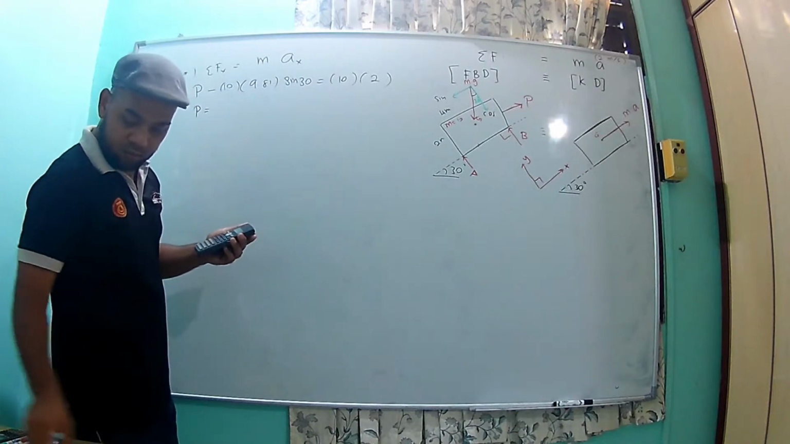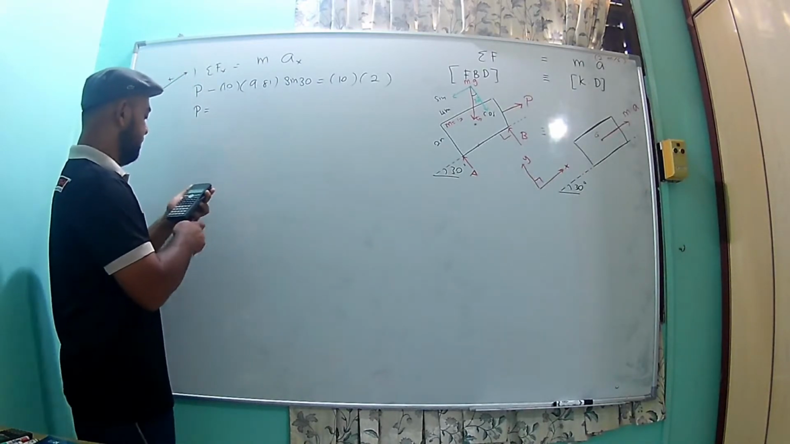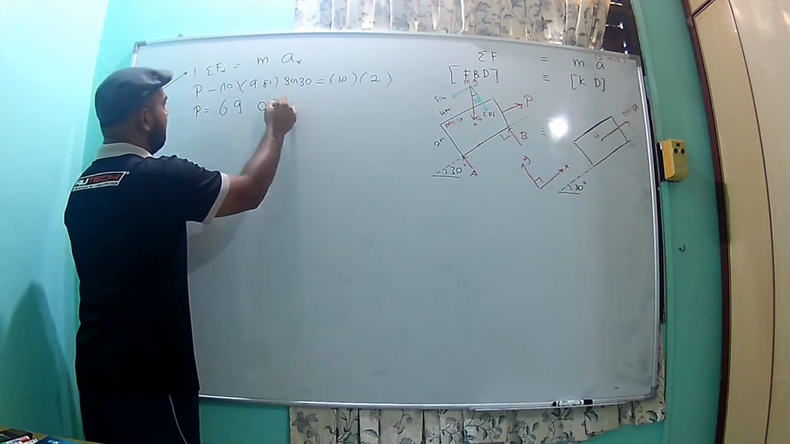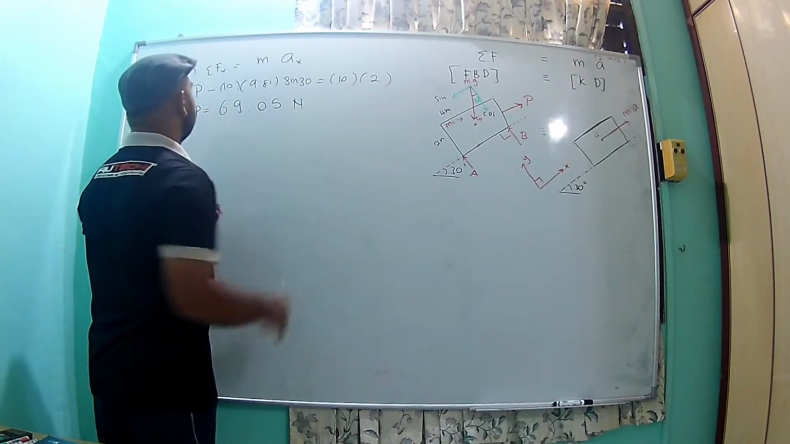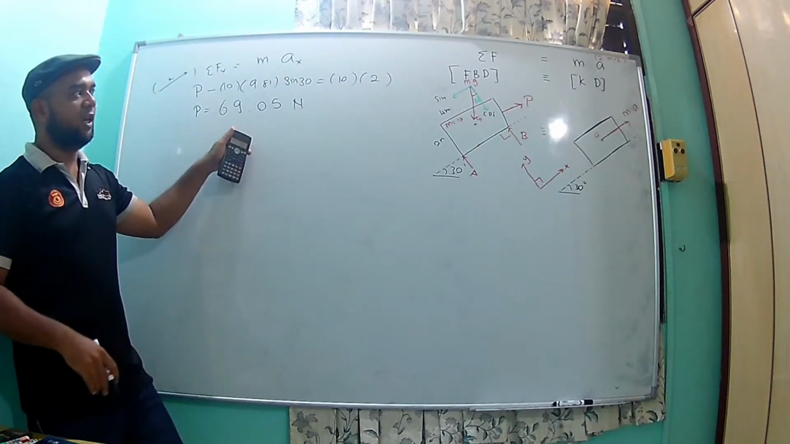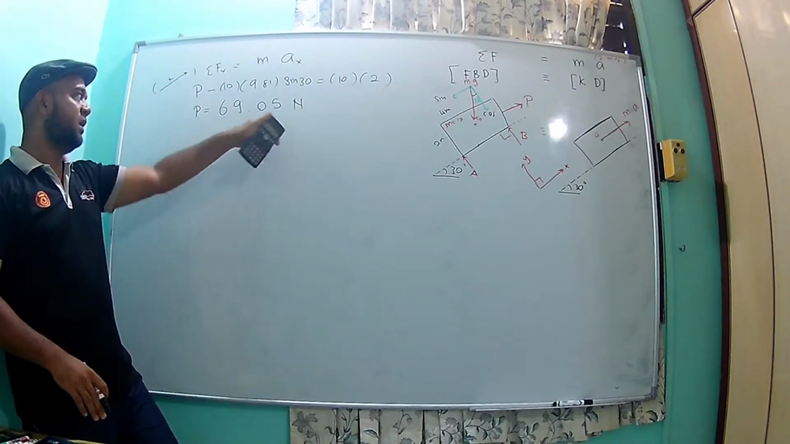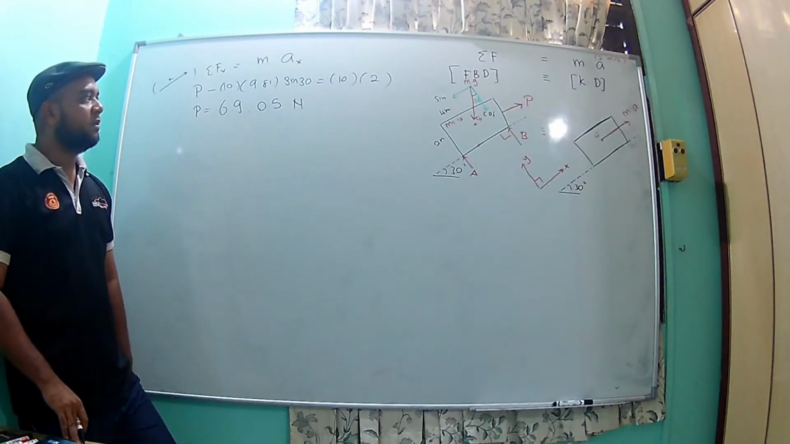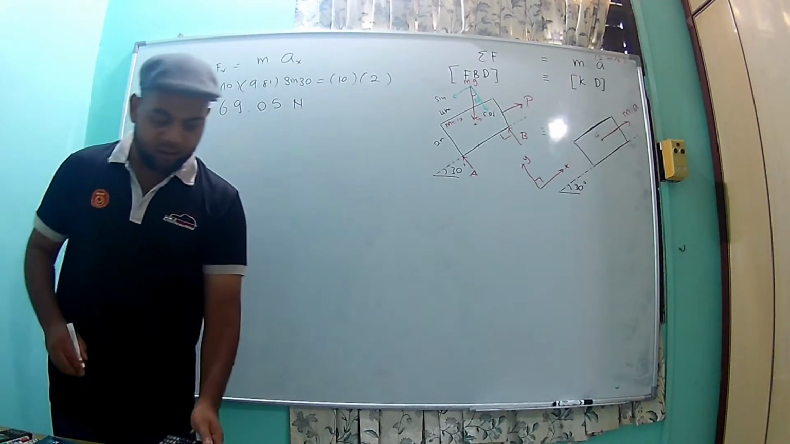So here we should have 69.05 Newton, the value of P. So we have covered the first question. What is the value of P? We have 69.05 Newton. Okay, so we go to the second equation.